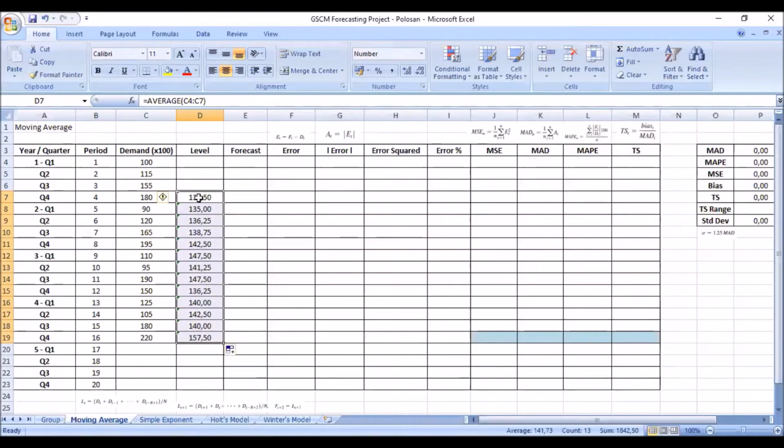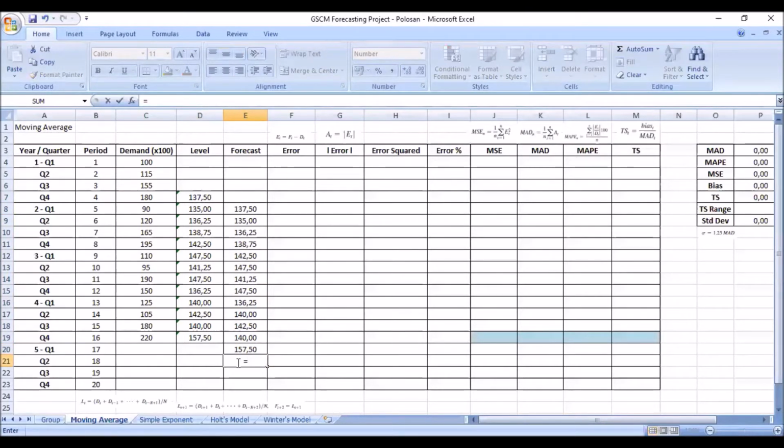So it can be automatic, because the level just moves averagely. The level moves depending on the period and the demand of the next period. That's what moving average means. And then we can also find the forecast of the next quarter, which is based on the level of the previous quarter, or the previous period. In this case, we just need to type equals and then the cell of the previous level. And we're just gonna need to drag it until the end.